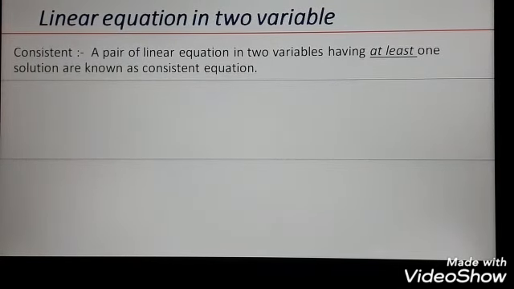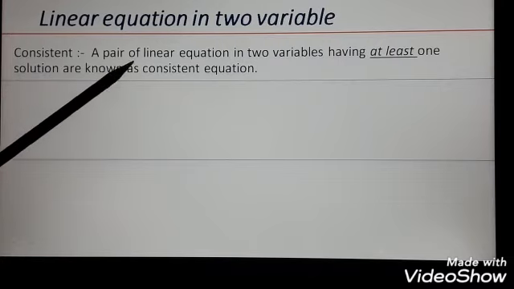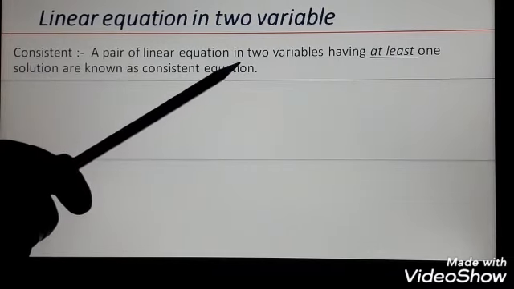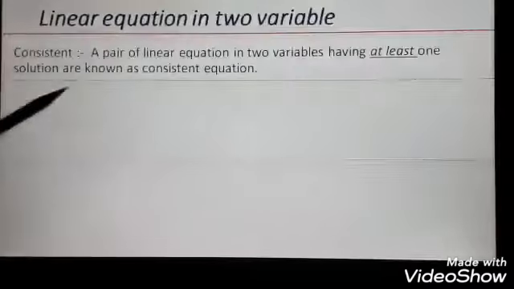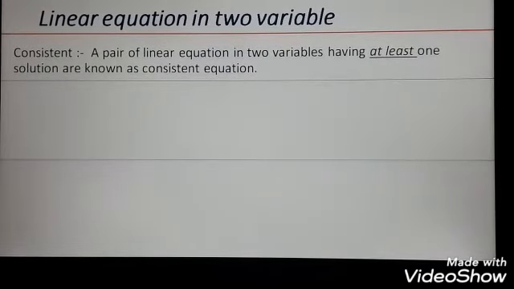Now students, we have learned two new terms in the flowchart. One is consistent and one is inconsistent. Let's define those two terms. Consistent equations: a pair of linear equations in two variables having at least one solution. It can have one solution or it can have more solutions. So two types of solutions come under this category. One is unique solution and one is infinitely many solutions.